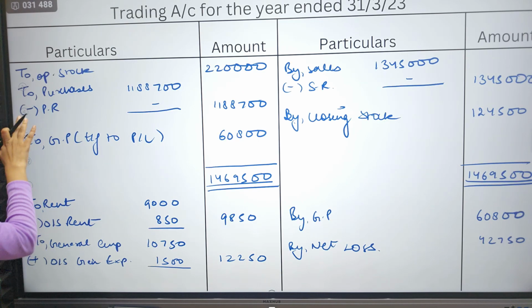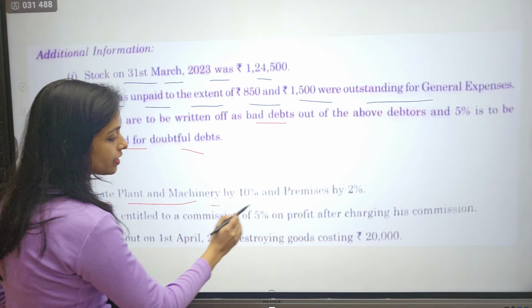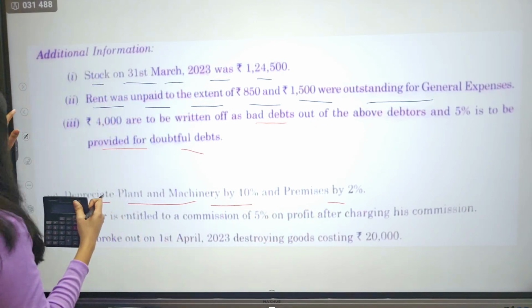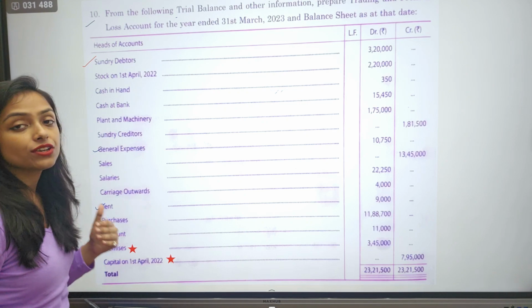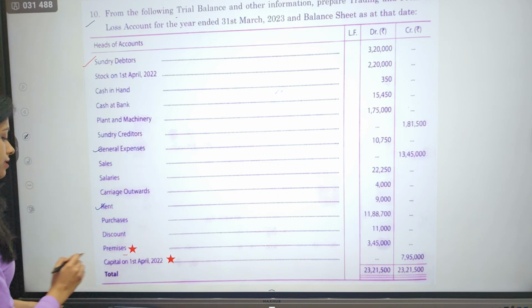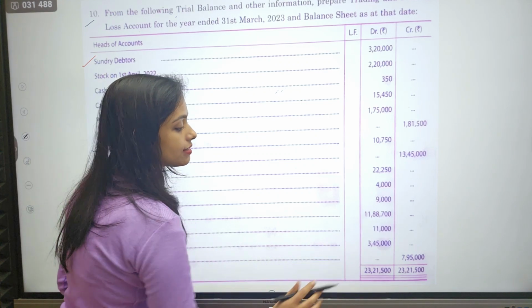Okay, fine. Next is depreciate plant and machinery by 10% and premises by 2%. What is premises? Premises is basically the place where we are doing our business. So we treat it as an asset. Okay? This is premises, and you can see it is 3,45,000.